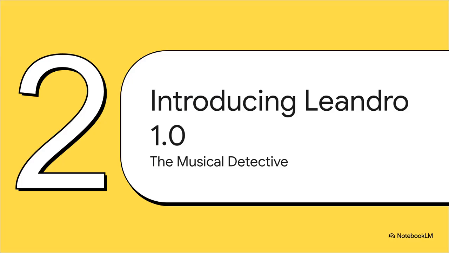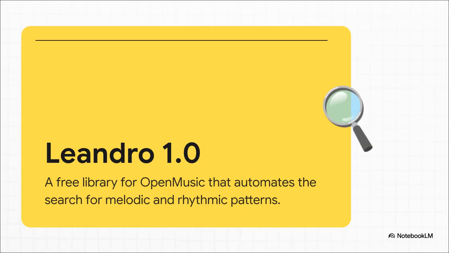And the tool we're going to be using is a fantastic free software library called Leandro 1.0. It's a really powerful add-on for a music composition software called Open Music. So what exactly does it do? Well, Leandro 1.0 basically supercharges Open Music with a whole set of new functions for musical analysis. It automatically finds those repeating patterns we've been talking about, which makes this kind of deep dive accessible for composers, for researchers, or really any musician who's curious.